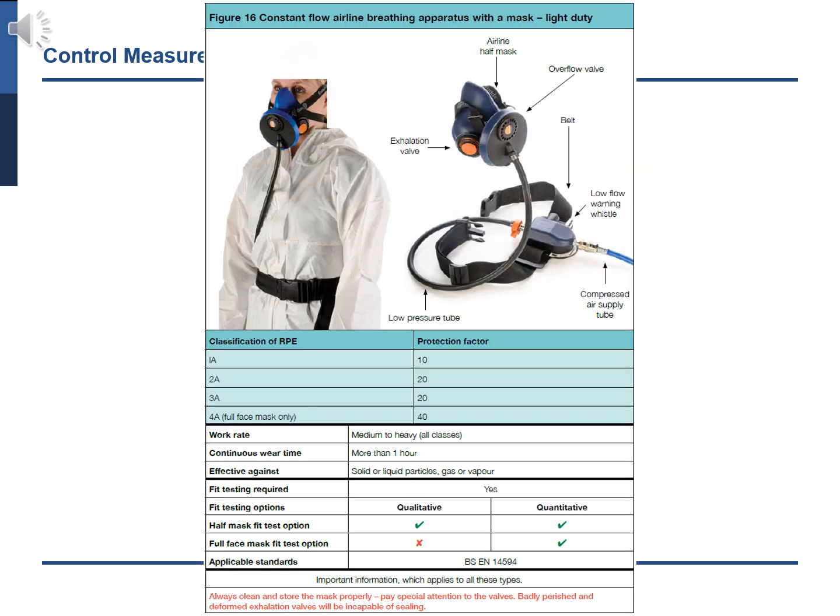Constant flow airline breathing apparatus, usage guidelines. Classification and protection factor. Class 1A, protection factor of 10. Class 2A, protection factor of 20. Class 3A, protection factor of 40. Work rate, suitable for medium to heavy tasks across all classes. Continuous wear time, recommended for more than 1 hour.